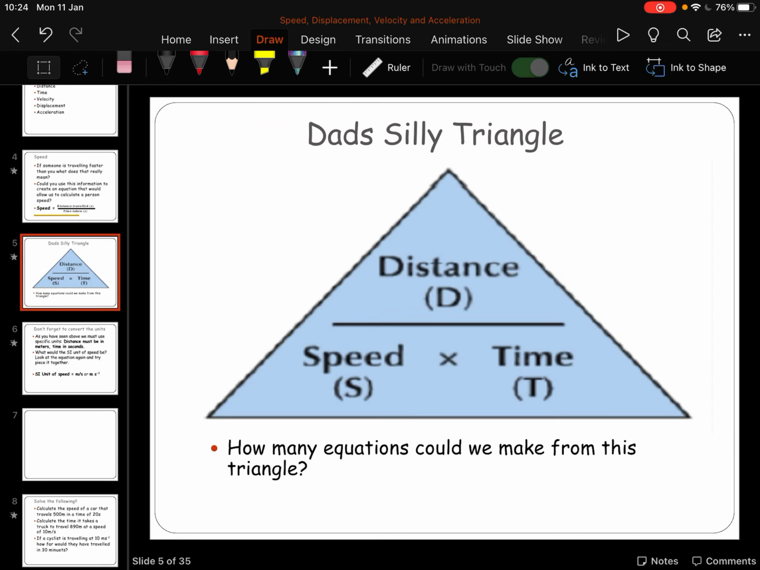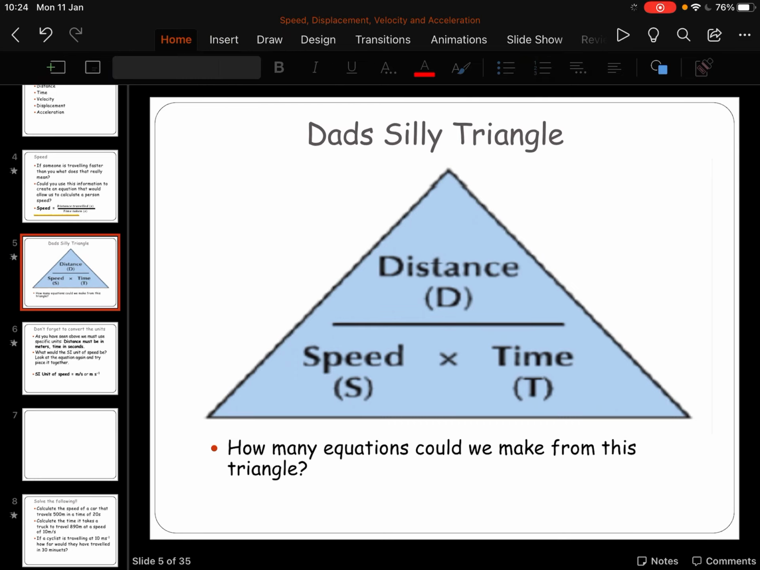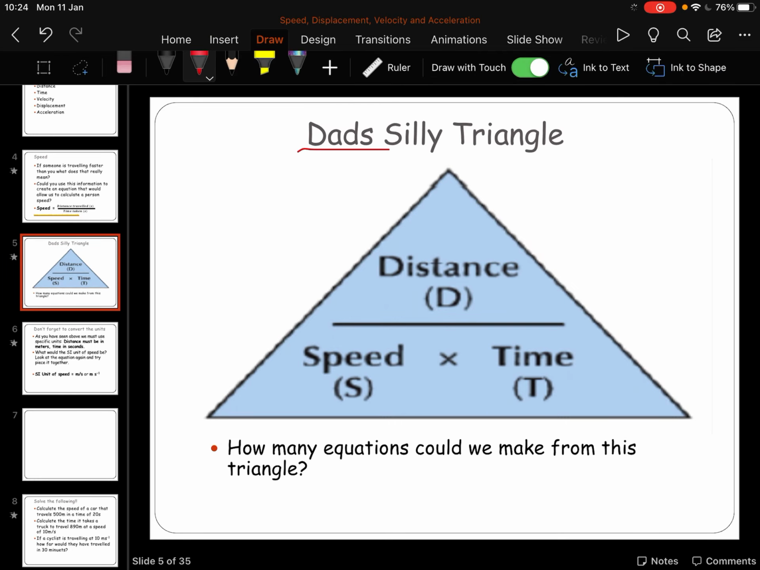All right, so staying on the topic, this is still the heading of speed, so it's all under speed. I want you to draw in this triangle, okay? Now, it's also referred to as Dad's Silly Triangle. The reason being is the first letter of each of these words: D for distance, S for speed, and T for time. Dad's Silly Triangle, DST. You see? D, S, and T.